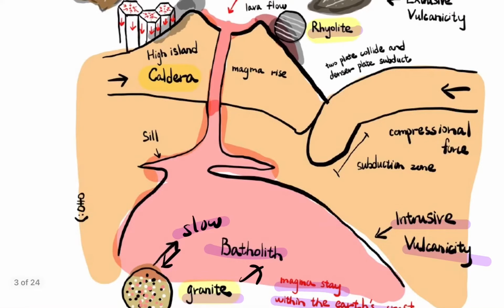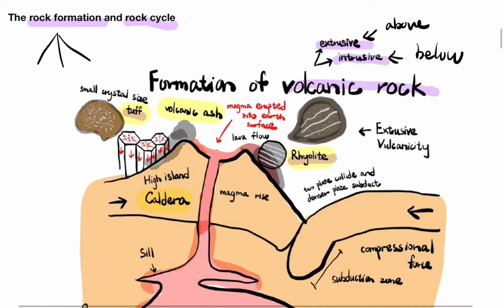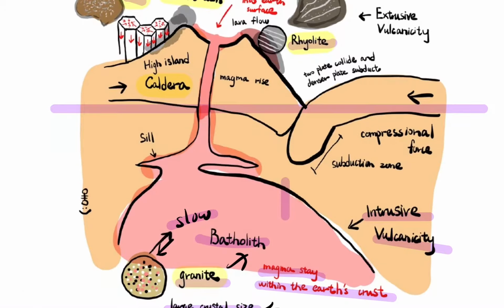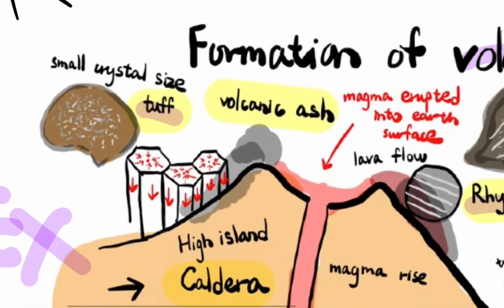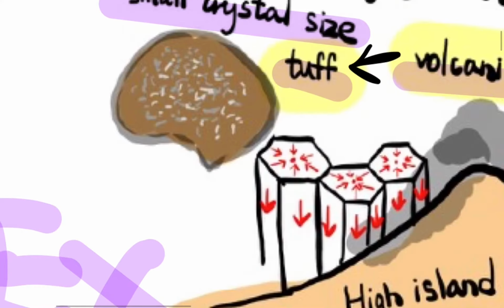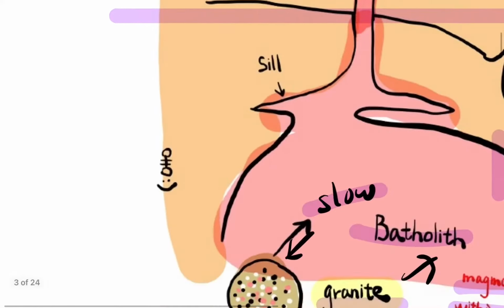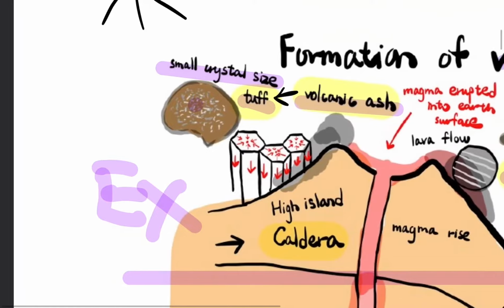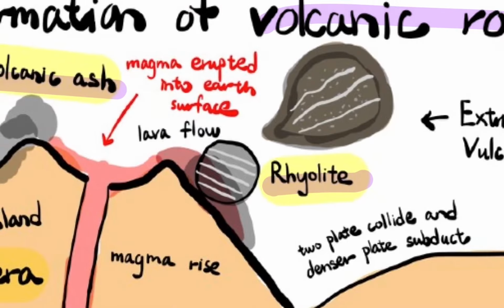After that, we will continue to talk about the extrusive. This is intrusive. This is extrusive. When you talk about the extrusive rock, common in Hong Kong is the tuff. It is formed by the volcanic ash and has small crystal size. You can see it is small crystal size. Compare with the granite. Granite is large crystal size. After that, we have rhyolite.